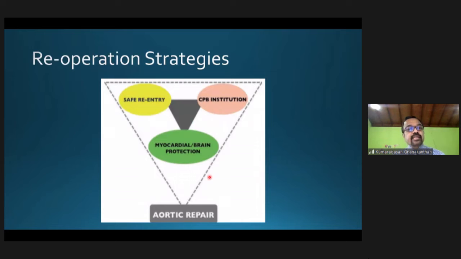For completeness, there might be cases where we have to redo surgery. So the strategies of redo surgeries, first thing is a re-entry. Either they have had an aortic valve procedure earlier, or sometimes another procedure, or maybe a root itself. So then the root is going to be very difficult. So the strategies are where we have to first re-enter safely, and then we have to institute the cardiopulmonary bypass, and then the myocardial and the brain protection comes, if the epiaortic vessels also need to be implanted.